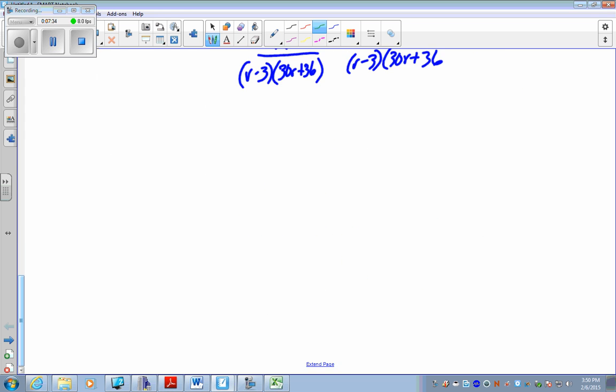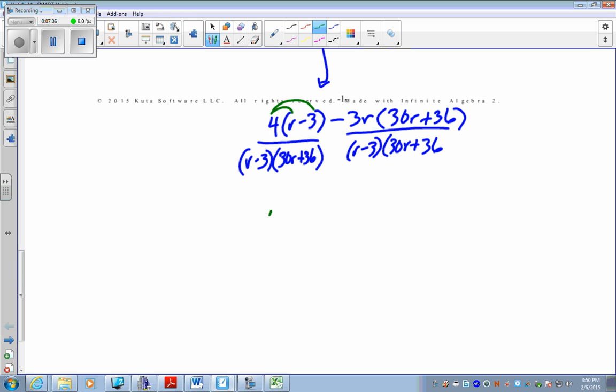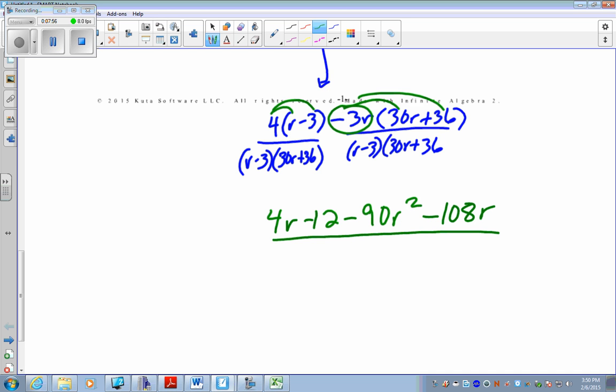4r minus 12. Multiply this -3r in. Minus 90r squared. Not plus, minus 108r. That's all over r minus 3 times 30r plus 36.